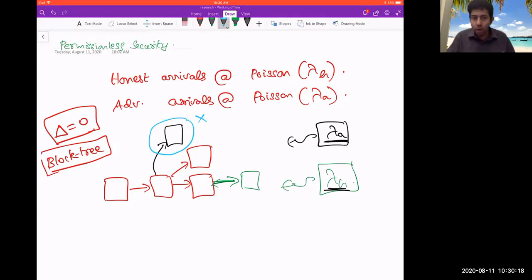When we have a network model, when delta is non-zero, then there'll be a difference between the creation time and when it arrives at different nodes. But the more general thing is that the rate is modulating creations, so it should ideally be called honest creations and adversarial creations.